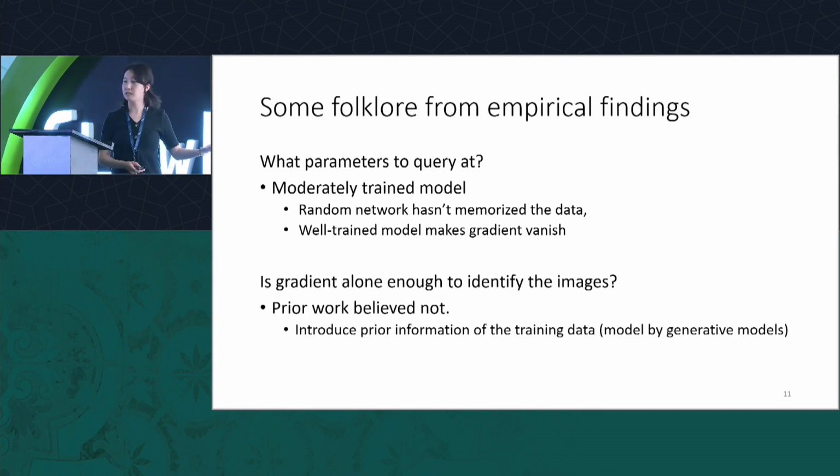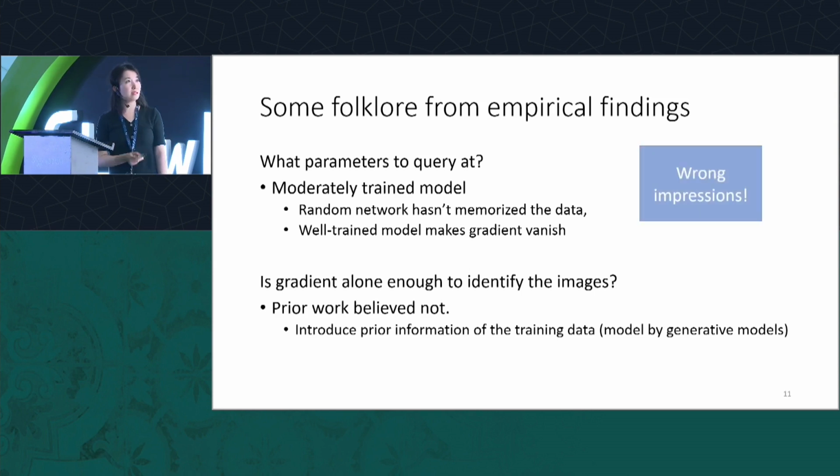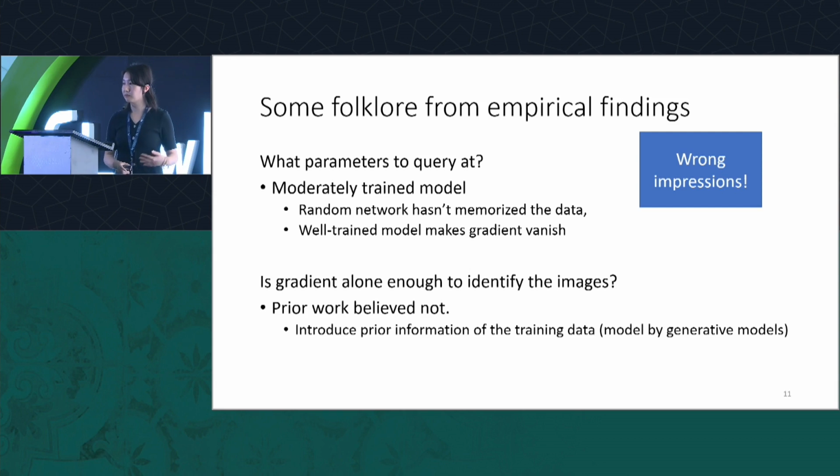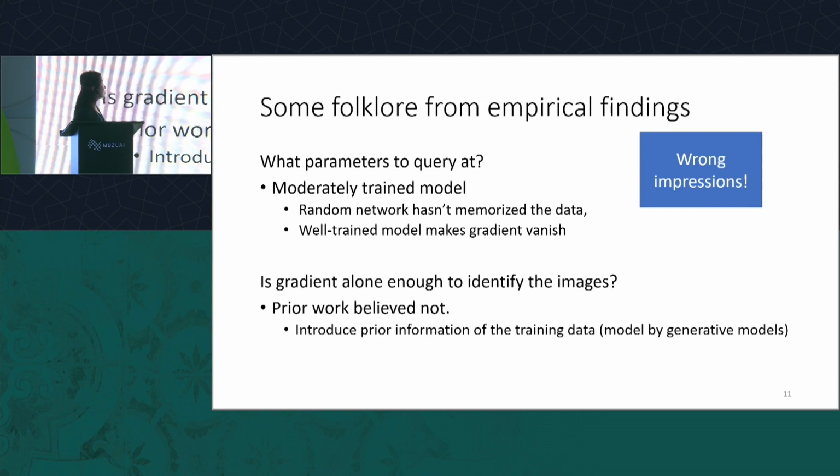And previously people also asked whether the gradient alone is enough to identify the images, and previous work believed not. That is from their empirical findings, because in many cases, if they directly run the gradient matching algorithm, they fail. They think that is because the gradient is not enough to identify the images or the samples. And what they do is introduce some prior information about the training data. For example, they assume the data are from a generative model to reduce the unknowns in their computation. But in this talk, this will be a theoretical work. I will give some negative or counter examples to this belief. And I will say that all these are wrong impressions.